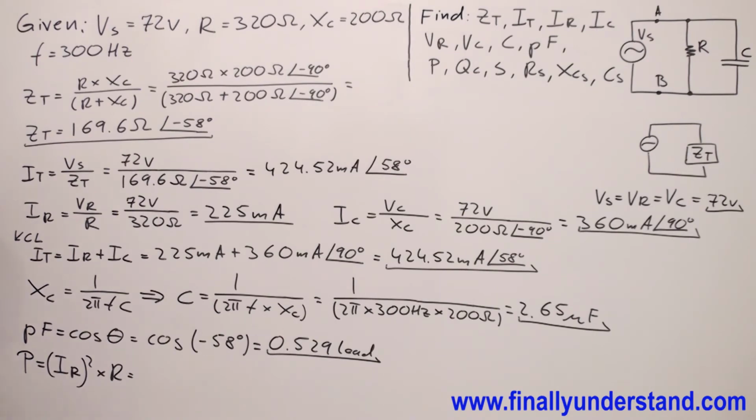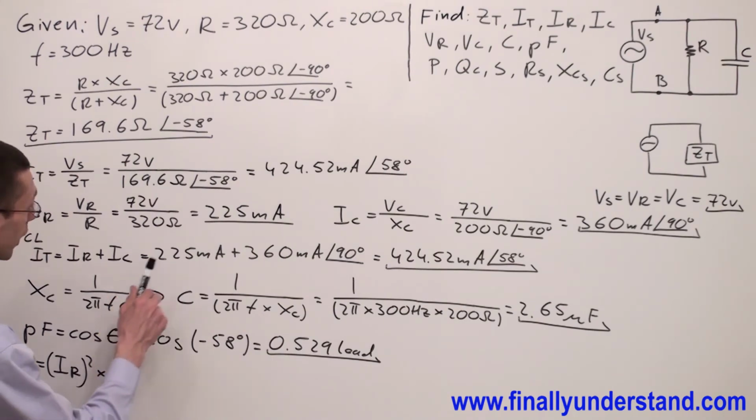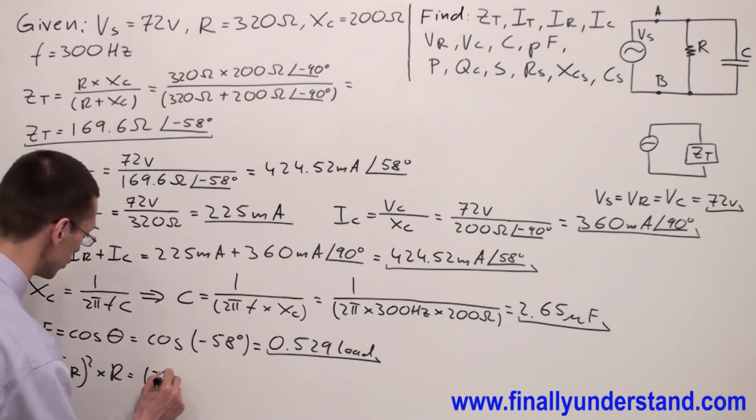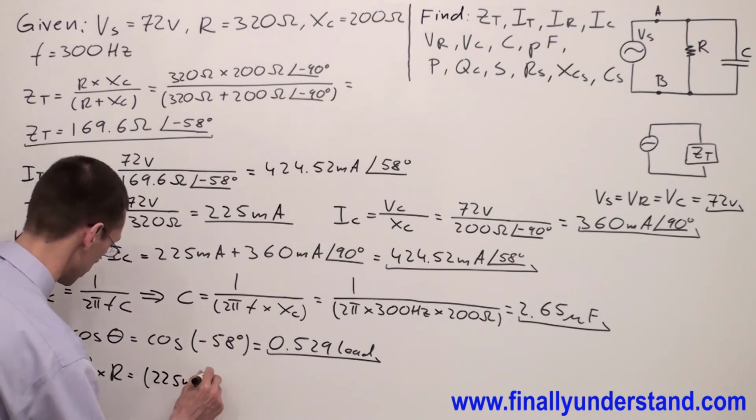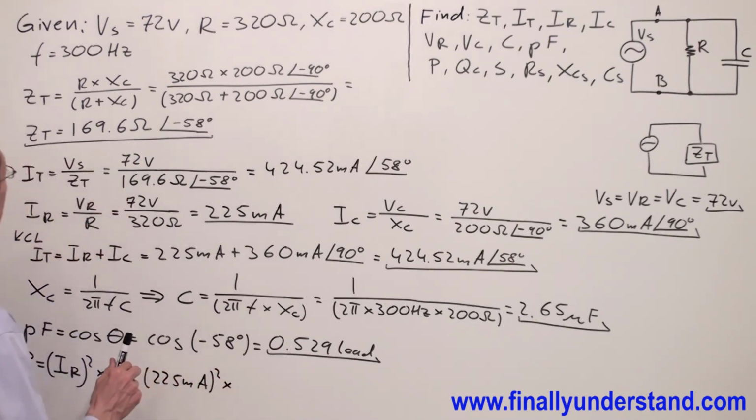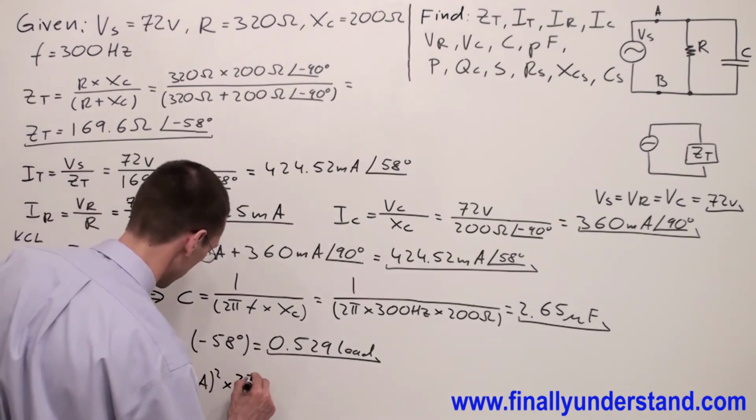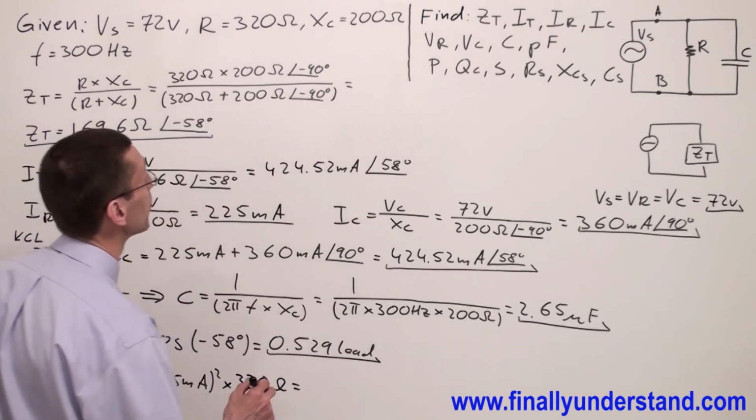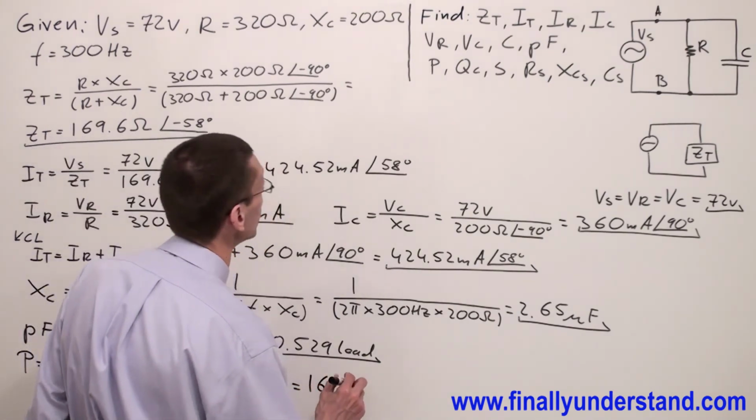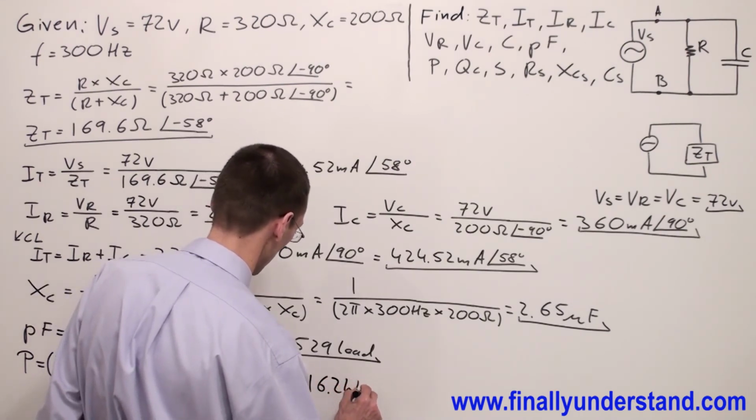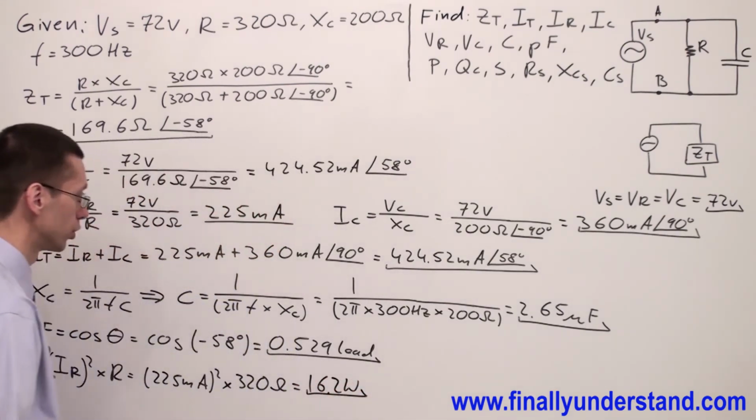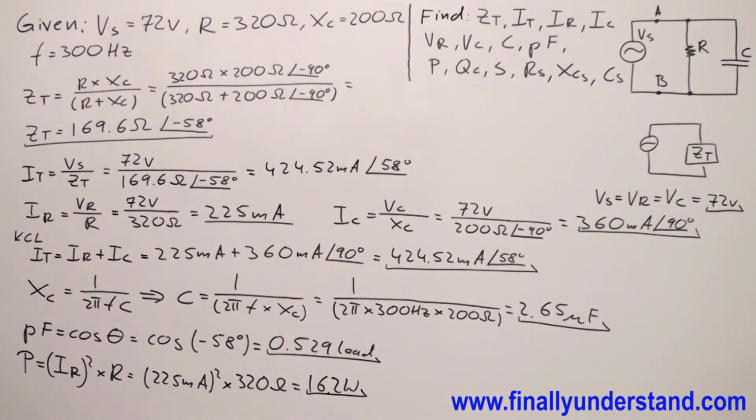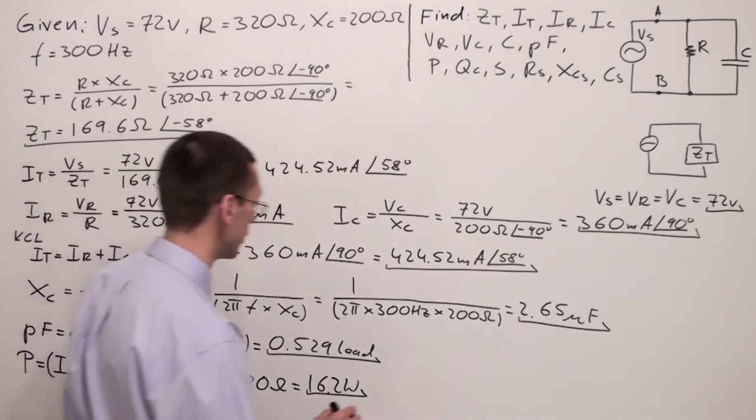So I have I_R is equal to 225 milliamps to the second power times resistance, which is equal to 320 ohms, and this is equal to 16.2 watts. Okay, so this is my true power. Next, I'm supposed to find the reactive power, Q_C.